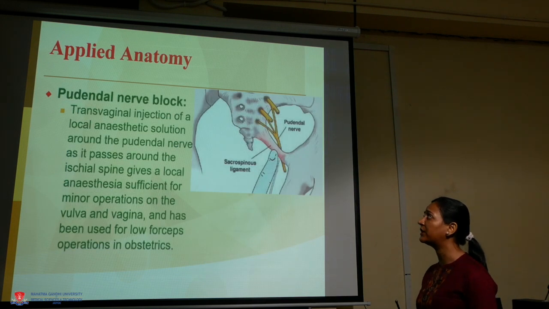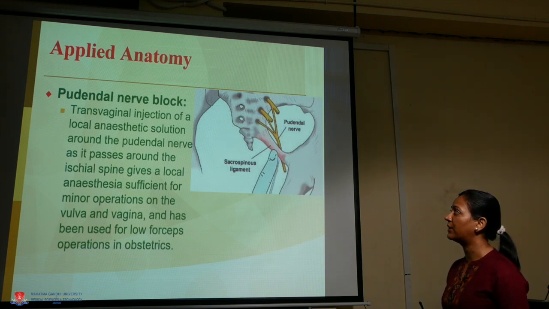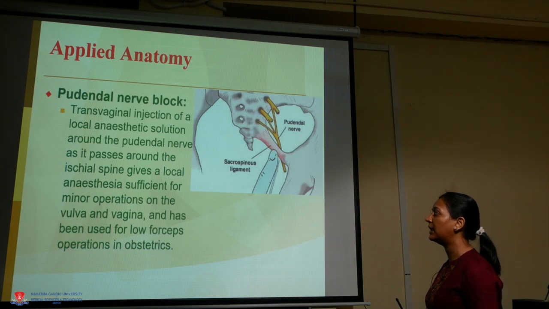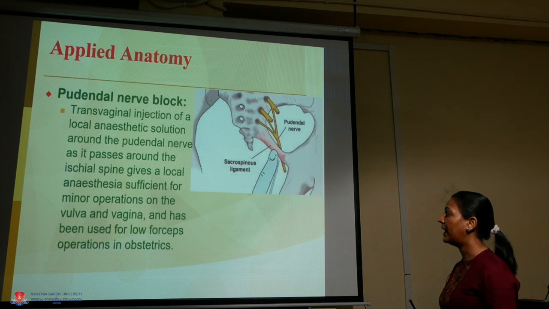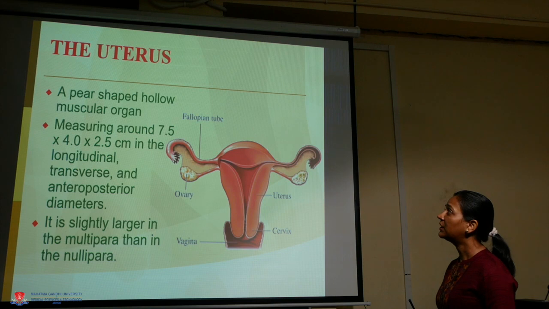Then third comes the pudendal nerve block. Transvaginal injection of a local anesthetic solution around the pudendal nerve as it passes around the ischial spine gives local anesthesia sufficient for minor operations on the vulva and the vagina, and has been used for low forceps operation in obstetrics. Now the uterus.